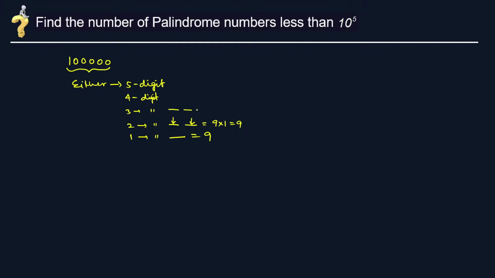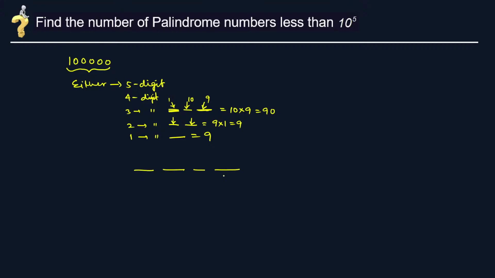3-digit palindrome numbers. This place can be filled in 9 different ways. This place can be filled in only 1 different way, because whatever digit you are writing here, you have to write the same digit here. And this place there is no restriction. Any of the 10 digits can come. Therefore, 3-digit palindromic numbers will be 10 into 9, which gives us 90. Clear? Now let us consider 4-digit palindromic numbers. Let me do it here.